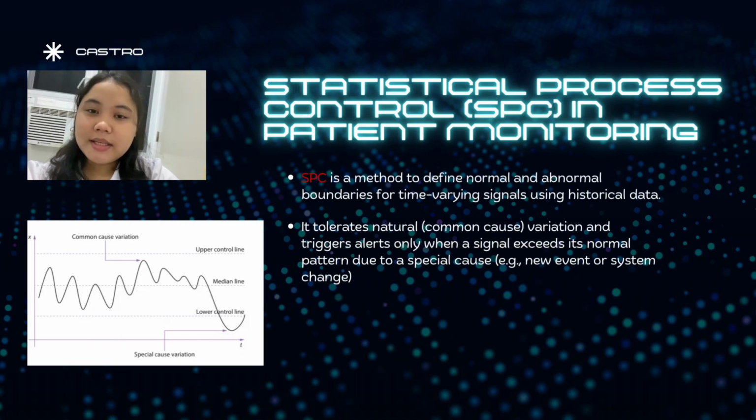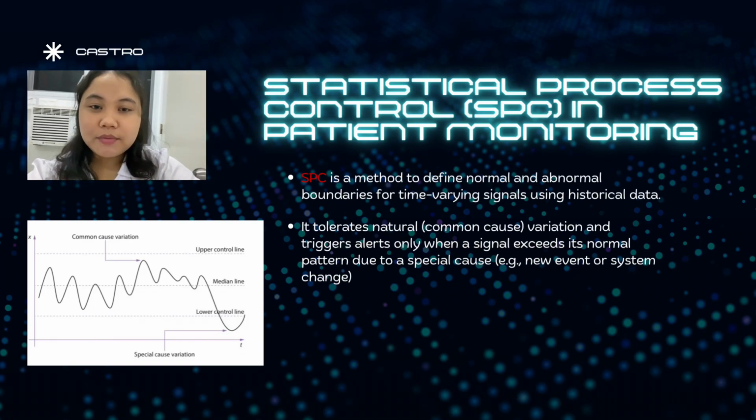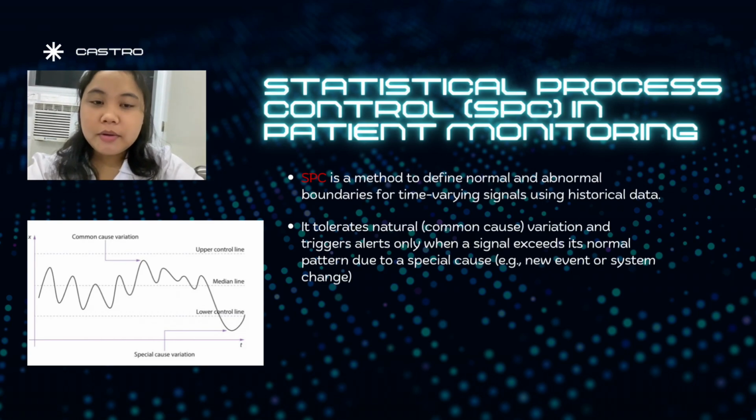Statistical Process Control, or SPC, in patient monitoring. SPC uses historical data to establish what is considered normal for a time-varying signal. This means, for example, a patient's heart rate or blood pressure over time. It's important to understand that SPC is designed to tolerate natural variations, which are the normal ups and downs we see every day. The system only triggers alerts when a signal deviates significantly from this established normal, indicating a special cause. So SPC is not about predicting every change, but about flagging when something is truly out of the ordinary.